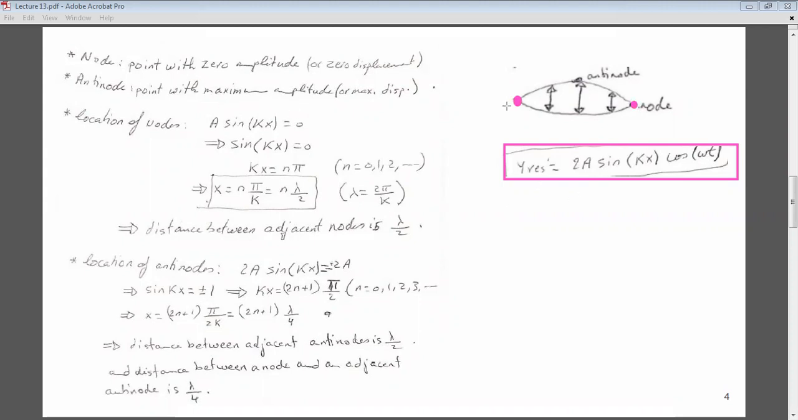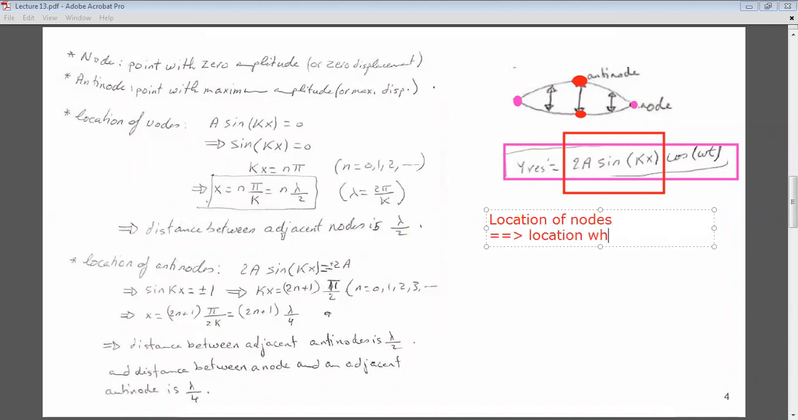Antinodes are the points with maximum displacement. These are antinodes. Now, the location of nodes. Remember here, this is the amplitude. So if I want the location of nodes, it implies the location where the resultant amplitude is equal to 0.